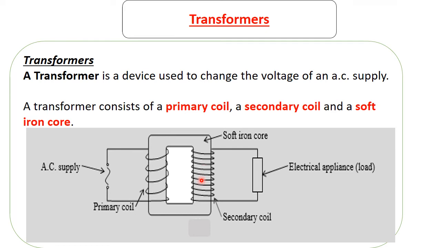What determines that voltage or current is the number of turns here and here. The turns I'm talking about are these ones, the winding. We refer to the winding as turns. Here we have 1, 2, 3, 4 turns. Here we have 1, 2, 3, 4, 5, 6, 7, 8, 9 turns. So what determines the value of the voltage or current that's going to be produced in the secondary coil are the number of turns here and the number of turns here, and of course the value of the voltage here.